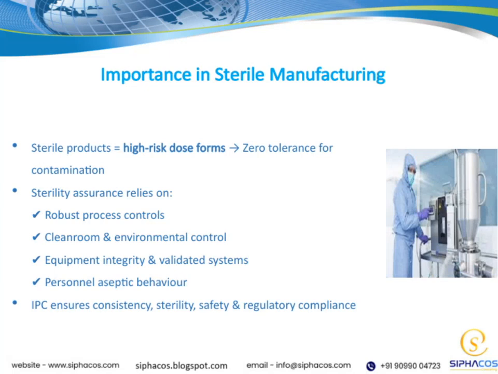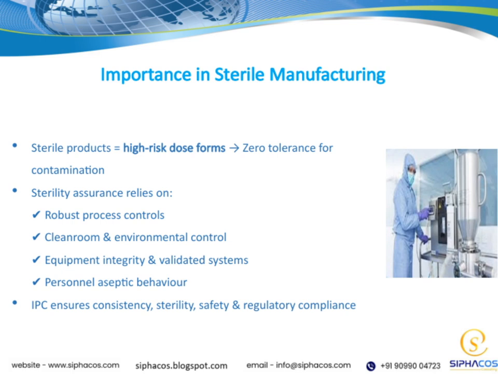Sterile products are considered high-risk dose forms, which means that even tiny levels of contamination can have serious consequences. Because of this, there's a zero-tolerance policy for contamination in sterile manufacturing. Ensuring sterility isn't just about one step, it involves multiple layers of assurance. First, robust process controls are essential. They help us maintain consistency and prevent contamination before it can occur.